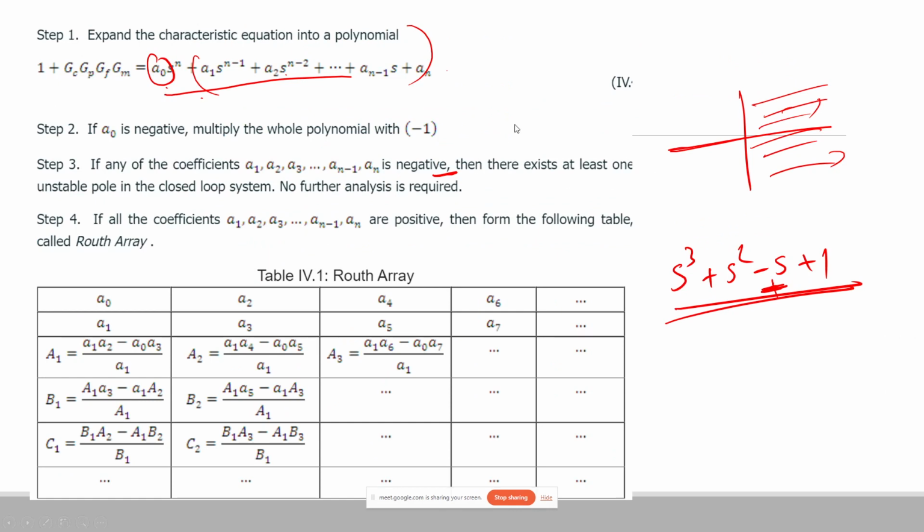So yes, we were studying this Routh array, and we were looking at that if there is the presence of a negative sign, then we can say that the system has at least one pole in the right half of the plane, and consequently we can say that the system is unstable. Then if all the coefficients are positive, we need to follow the following table called the Routh array. While we solve the numericals, we will take a deeper look into this array.